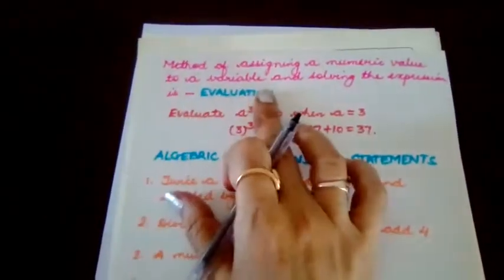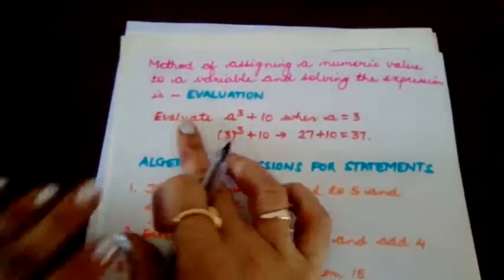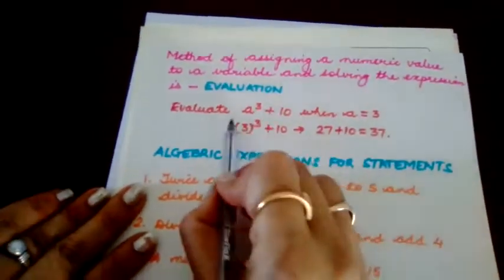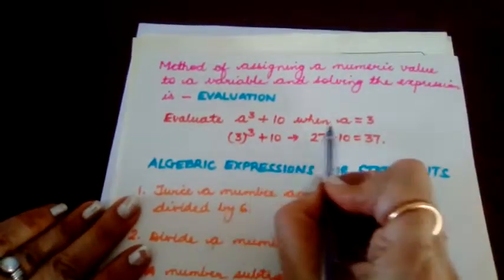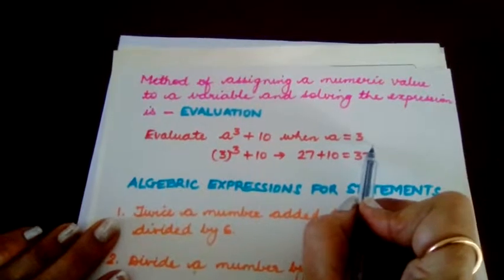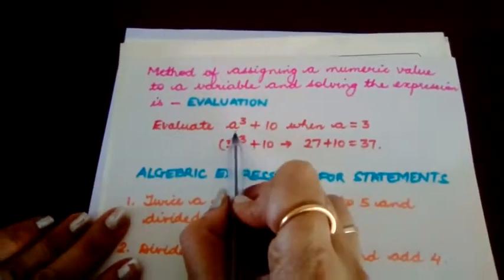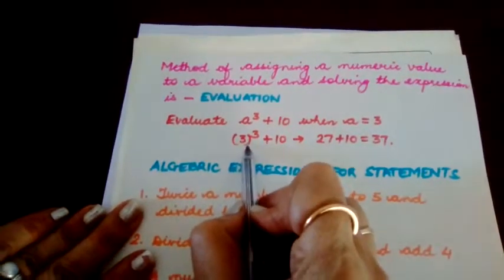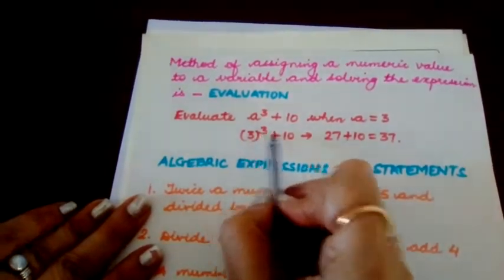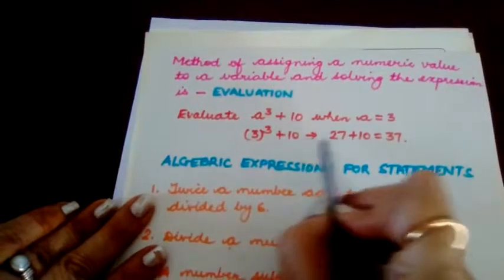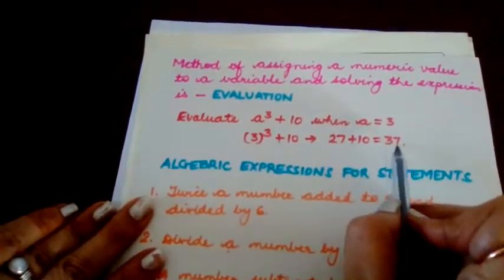The method of assigning a numerical value to a variable and solving the expression is called evaluation. Evaluate a cube plus 10 when a is equal to 3. So what we do here is we take the value 3 and put it in the place of a. So 3 cube plus 10 gives 27 plus 10, that is 37.